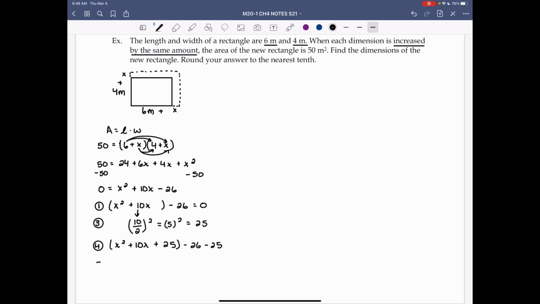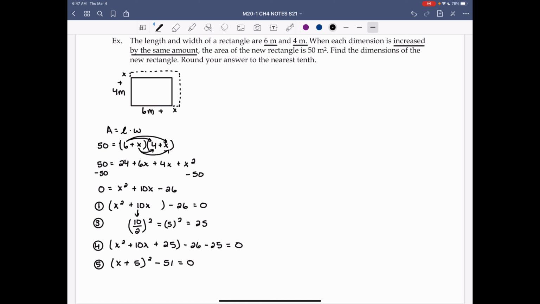Step 5, factor and simplify. The binomial is x plus 5. The square root of x squared is x, the square root of 25 is 5, and the middle term sign is positive. That binomial is squared. Negative 26 minus 25 would be negative 51, and that's equal to 0.